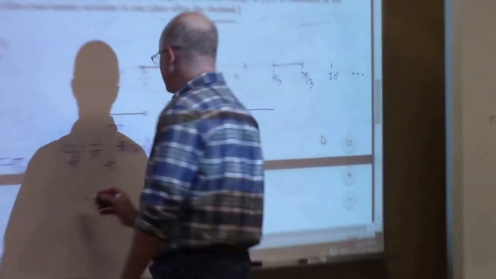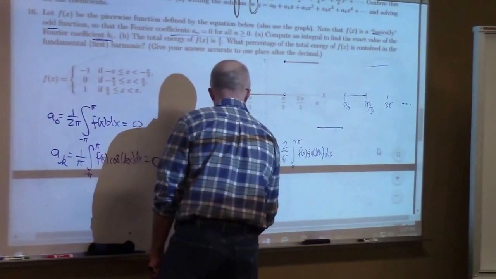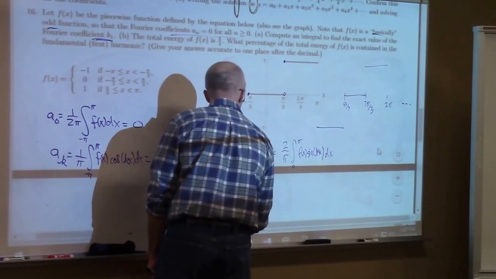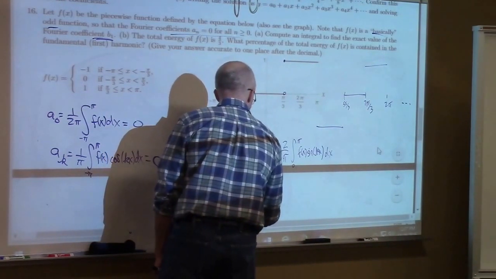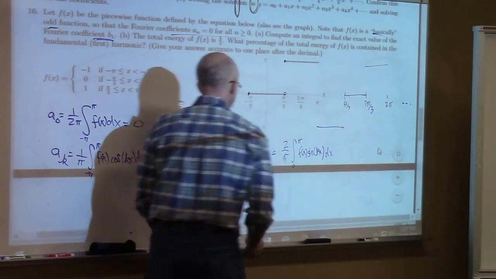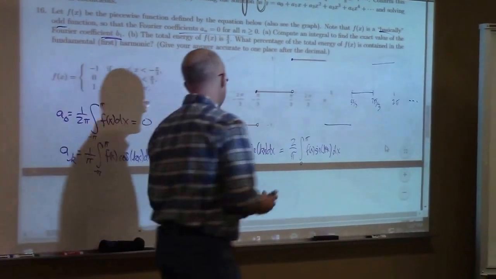What did they have to do? They had to calculate b1 here. So that's 2 over pi times the integral from 0 to pi of f of x sine of x. The k is 1. That's not as hard as it looks.